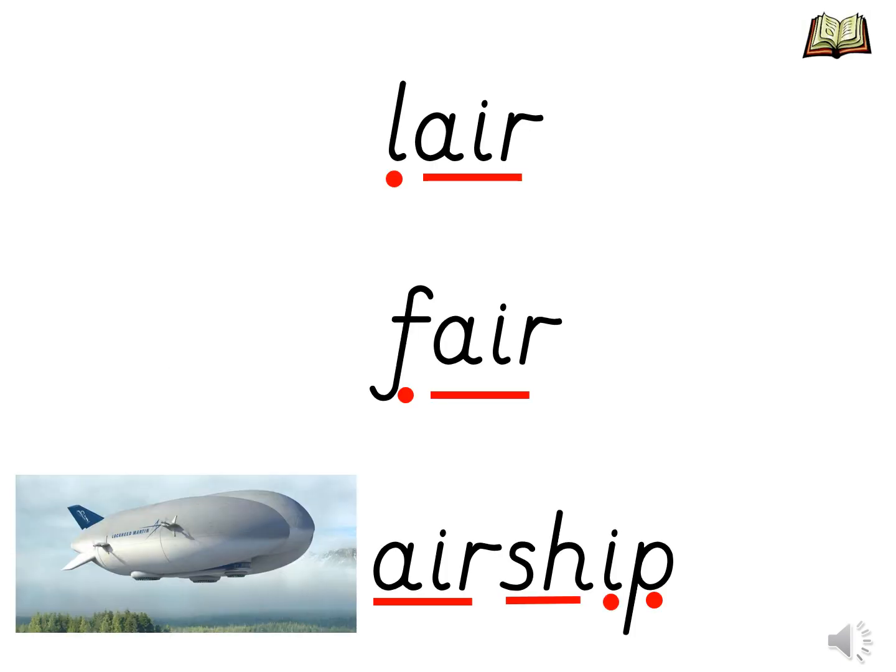It's time for us to read some words with the air trigraph. I have added sound buttons to help us to spot the trigraph and the digraphs in the words. Let's sound and blend the first one. Air, lair. Do you know what a lair is? It's like a den or a hideout.